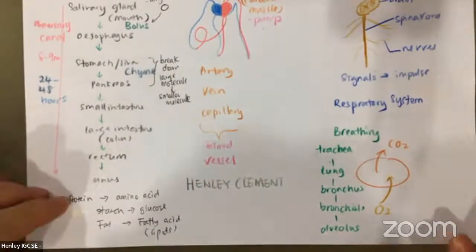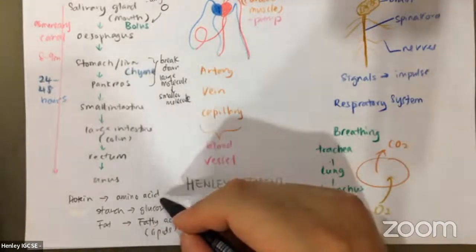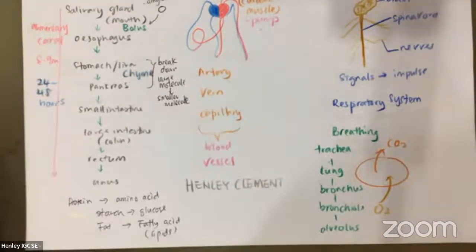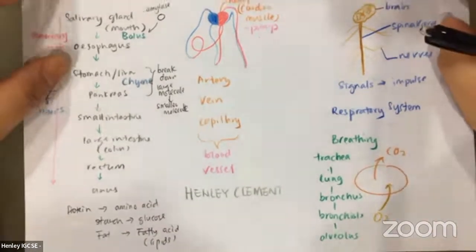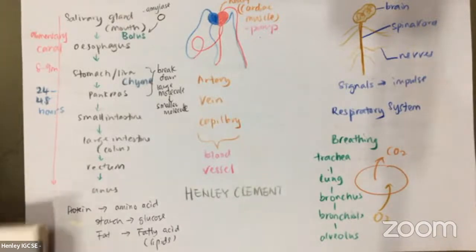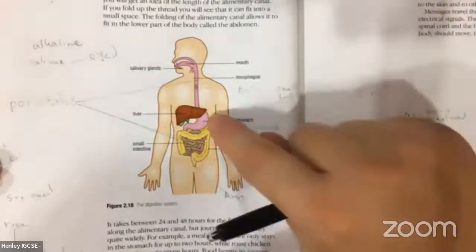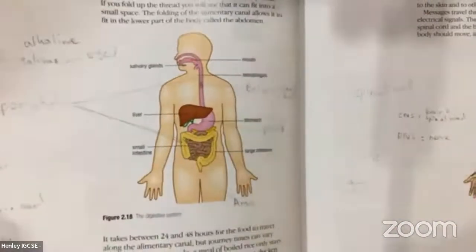Our food is in this form: protein, starch, and fat. But what we absorb is this form: amino acid, glucose, and fatty acid. This is the form, the smaller molecule. And if you have the books, you may always look back to the books so that you can learn more. From your books, in the stomach, this is called the chyme.